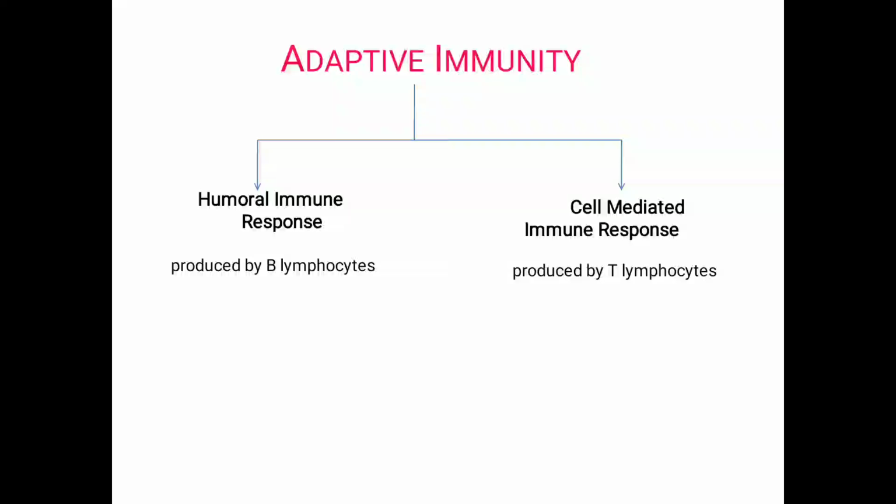Now there are two types of response that are produced by the adaptive immunity. The first one is the humoral immune response and the second one is the cell-mediated immune response. The humoral response is mediated mainly by the B cells, while the cell-mediated immune response is mediated by the T cells. These both interact with each other to achieve the final goal of eliminating the antigen.